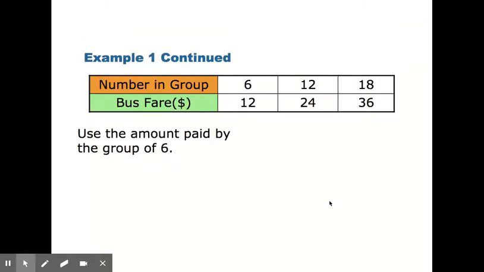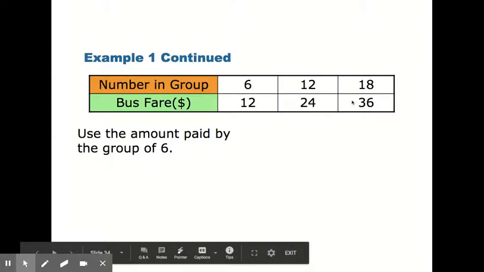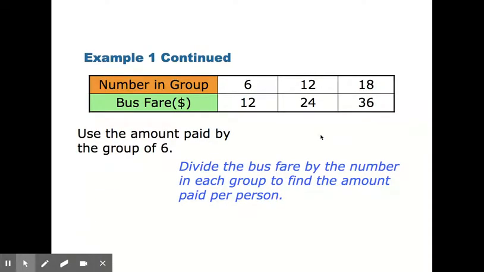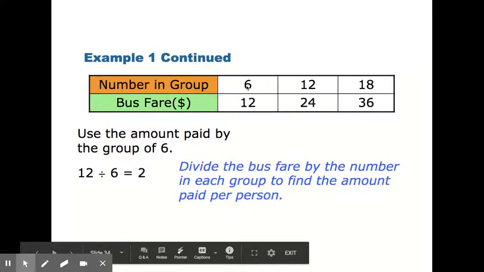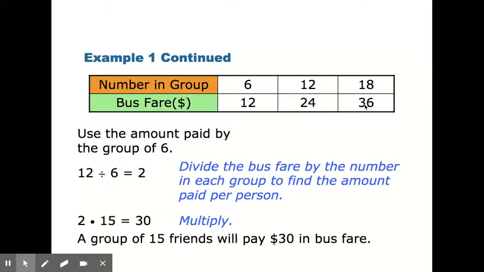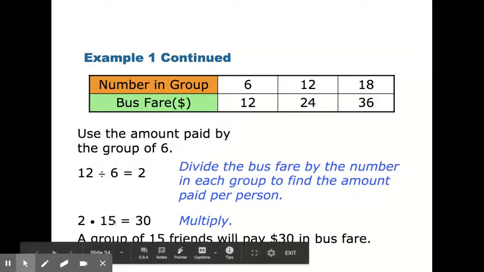So first, we use the amount paid by the group of 6. We could have used any group, but we'll just use the 6. And what we do is divide the bus fare by the number in each group to find the amount paid per person. So for example, the connection between 6 and 12, the factor of change, is 2. That means each person would pay $2. So then we can use that and just apply it to the other ones. So 12 times 2 is 24. 18 times 2 is 36. So if we have 15 people, then it would cost $30 by just finding that factor of change.